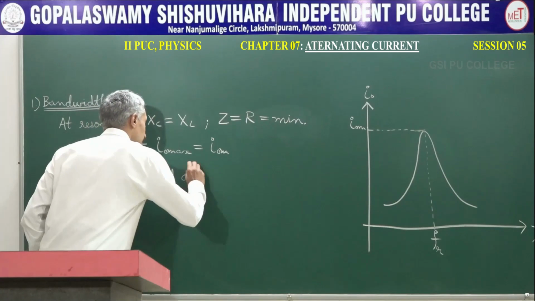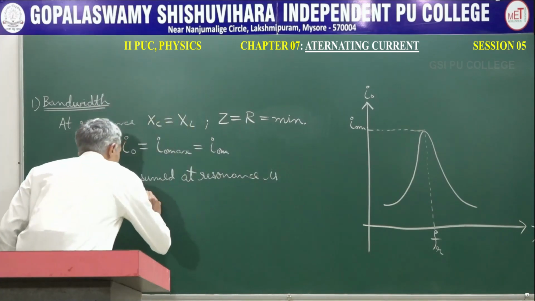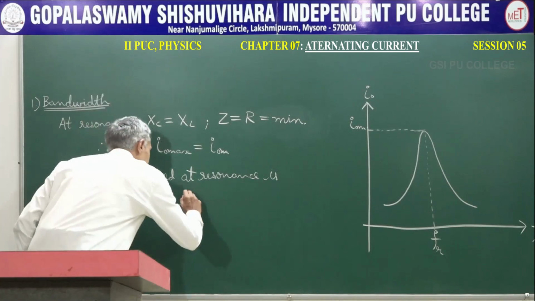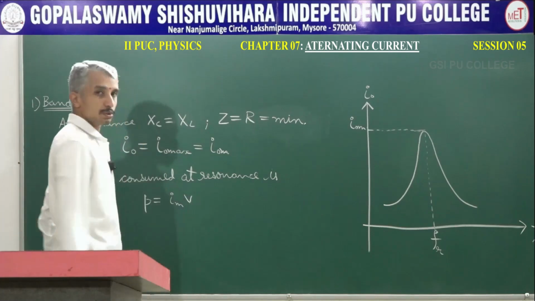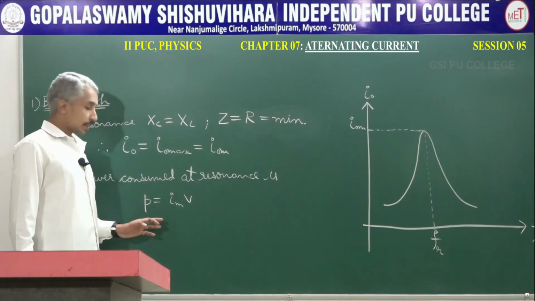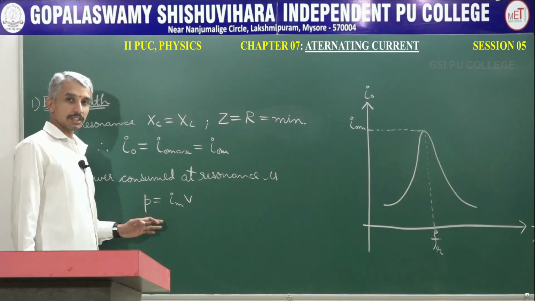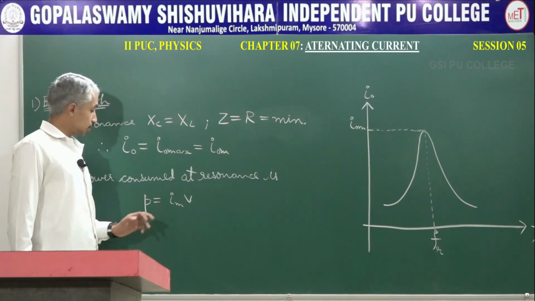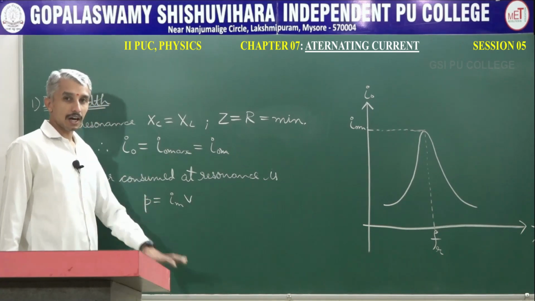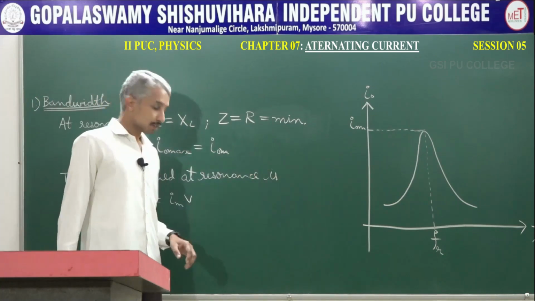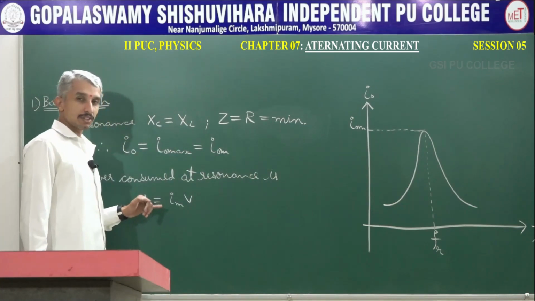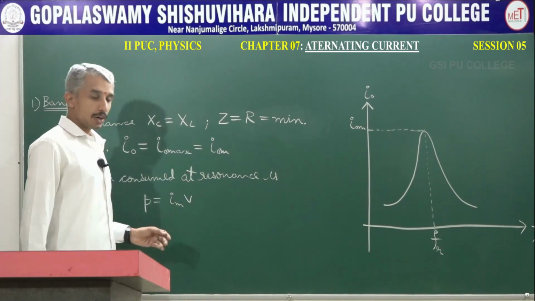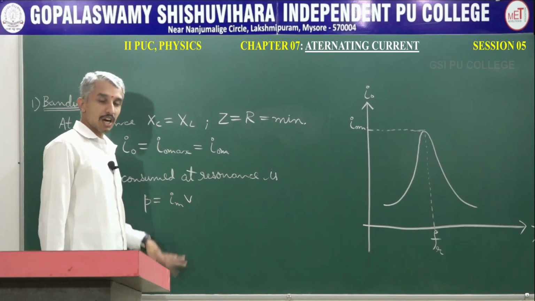So the power consumed at resonance is P. The current in the circuit at this time is maximum, so current into voltage will be the highest power consumed in the series LCR circuit. Now I will consider a condition where the power consumed is going to be half the power consumed at resonance. This is the maximum power consumed in a series LCR circuit, and it is consumed at resonant frequency FR. I want a condition where the power consumed is half of this.